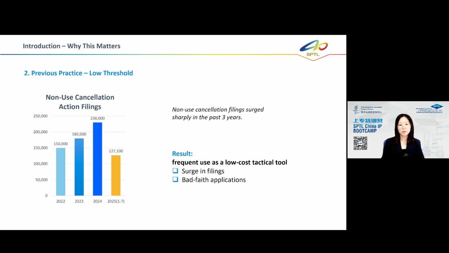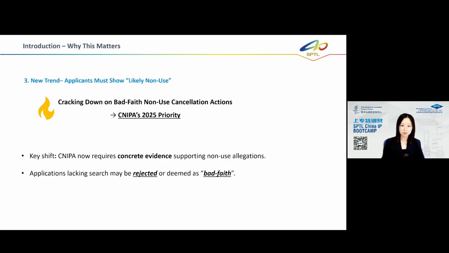So, the combination of procedural ease and strategic necessity has contributed to the rapid surge in non-use cancellation filings over the past 3 years. You can see that the number of cancellation filings was 150,000 in 2022, but it increased to 230,000 in 2024. Additionally, cancellation actions are abused for malicious purposes. In response, CNIPA designated the crackdown on bad faith non-use cancellation as one of its major priorities for 2025. This movement is a direct driver of the strict standards we observe today.